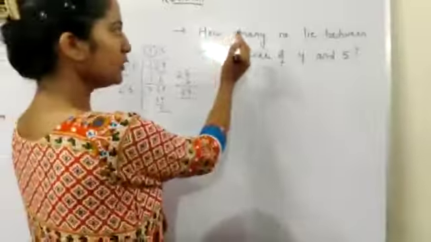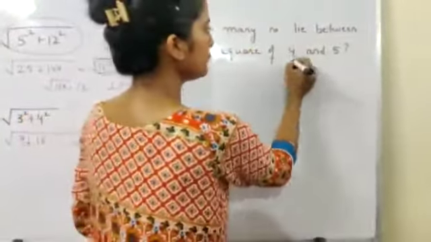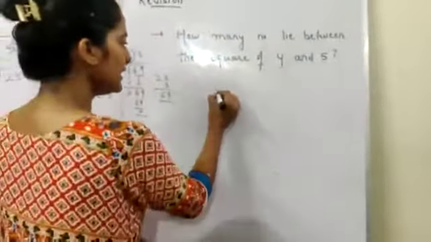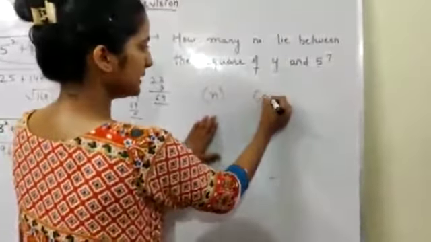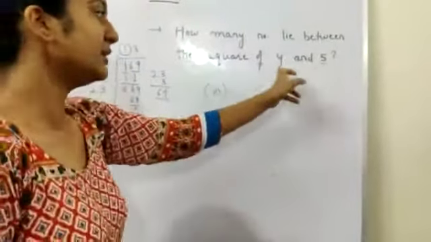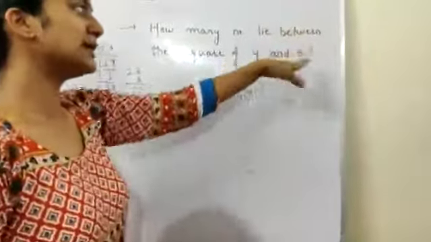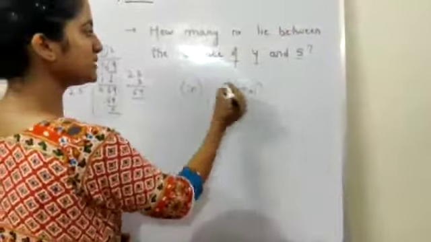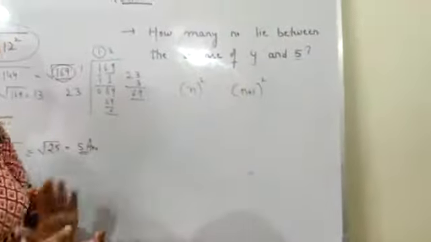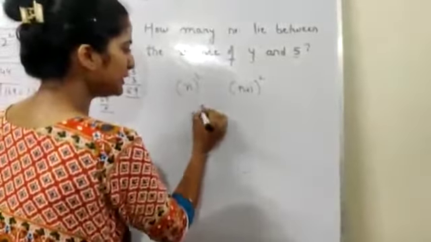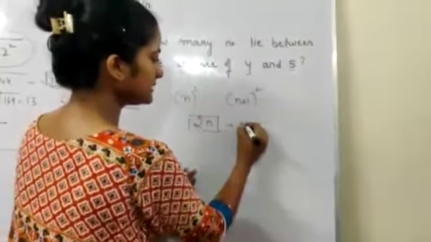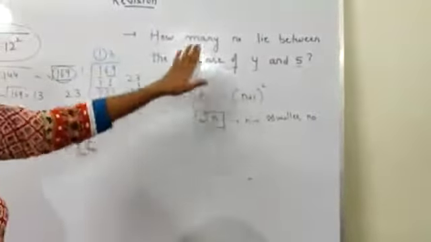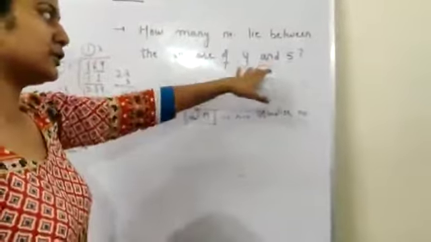Next, how many numbers lie between the square of 4 and 5? First of all, I'll tell you a general term. If there are two numbers n and next is n plus 1, like 4 and 5, first is n, next is 1 more than the previous term. Whenever we have to find how many numbers lie between the squares of these two numbers, what formula do we use? 2 into n, where n is the smaller number.